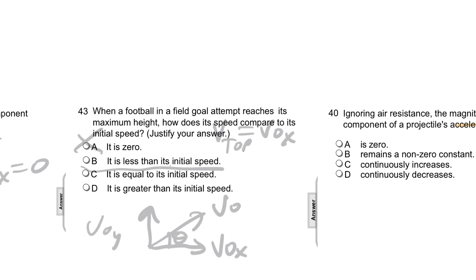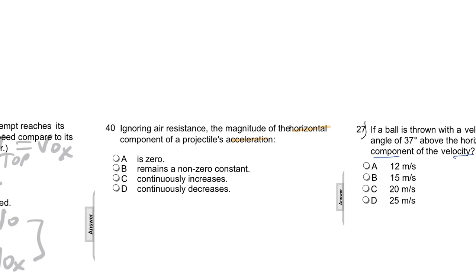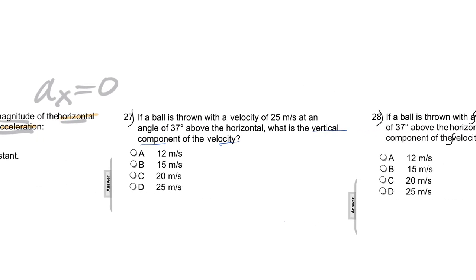Voy turns to 0. Vox is the same, but Vox is smaller than Vo. Ignoring air resistance, the magnitude of the horizontal component of the acceleration, so that's AX, we know it's 0.